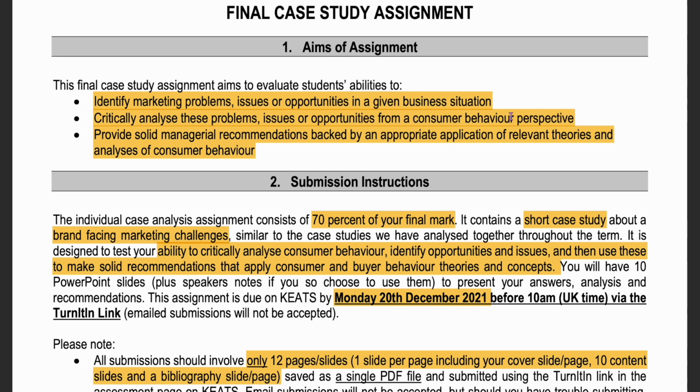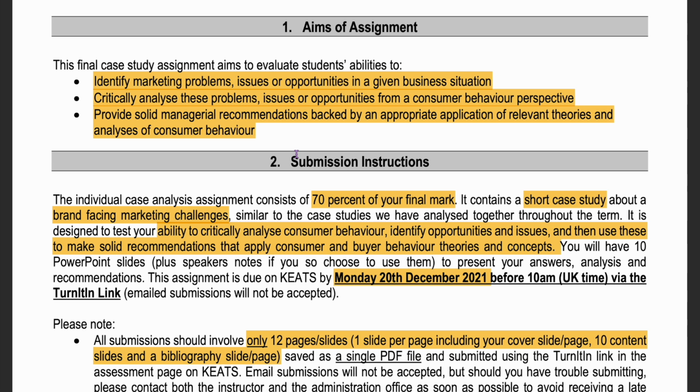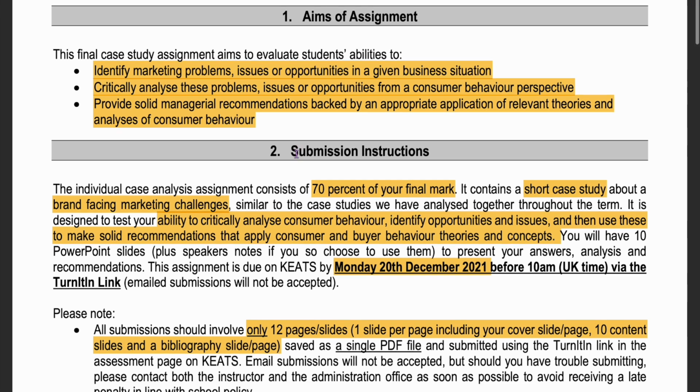Because this was a consumer behavior module, from a consumer behavior perspective, provide solid managerial recommendations backed by an appropriate application of relevant theories and analysis of consumer behavior. So this is just a background of what he wants, but as we go through the brief together, we will understand what this actually means.